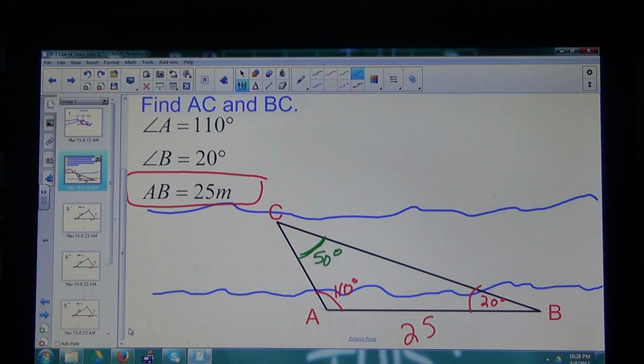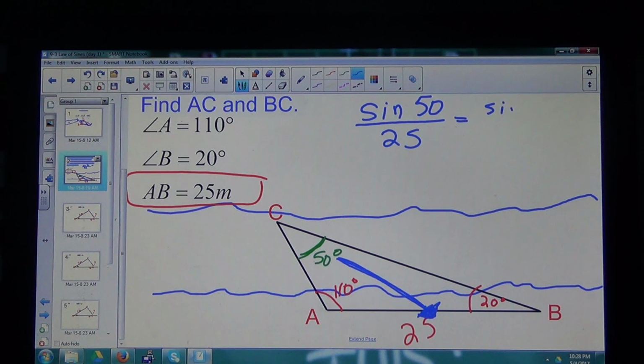So now, do I have an angle and a side opposite that angle? Okay, I do. So here's what I'm going to do. Sine of my angle, which is 50 degrees, over its opposite, which is 25, equals sine of 110 over its opposite. What's opposite from 110? Do I know? I don't. I'm going to put an x. That x is going to go right here. Then from this step, once I have set it up, I just use algebra to solve.